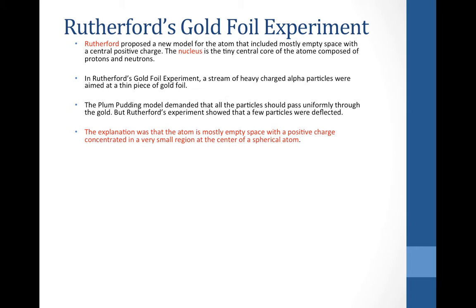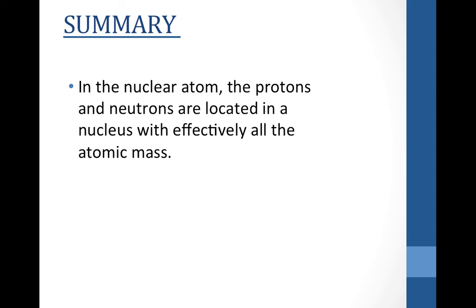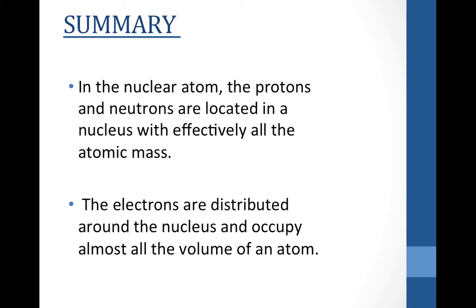The explanation was that the atom is mostly empty space with a positive charge concentrated in a very small region at the center of the spherical atom. Here's a graphic of what he did and what he found. In the nuclear atom, the protons and neutrons are located in the nucleus with effectively all the atomic mass. The electrons are distributed around the nucleus and occupy almost all the volume.